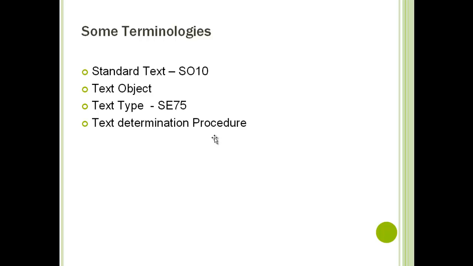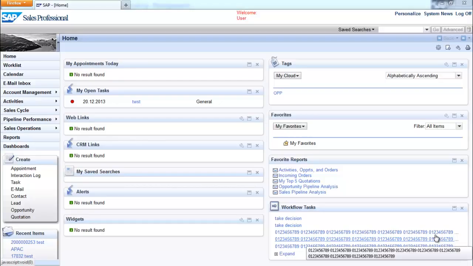You assign an access sequence to a text type in the definition of the text determination procedure, and the access sequence defines the type and sequence of access. So you can use the text determination to define from where the system is to take a text. Let's create a lead and try to understand the features of text management.